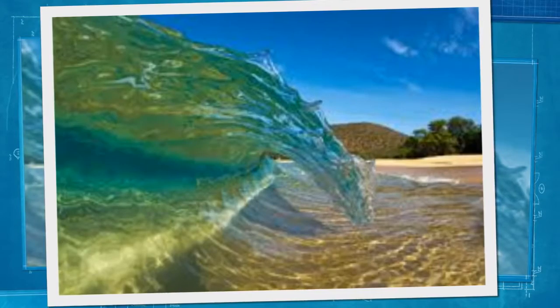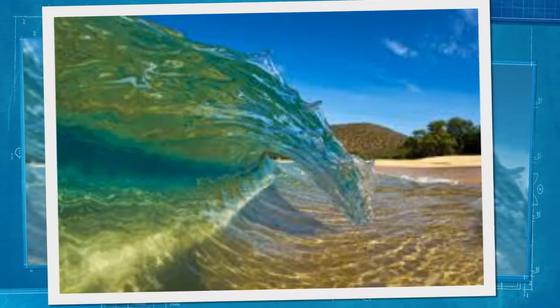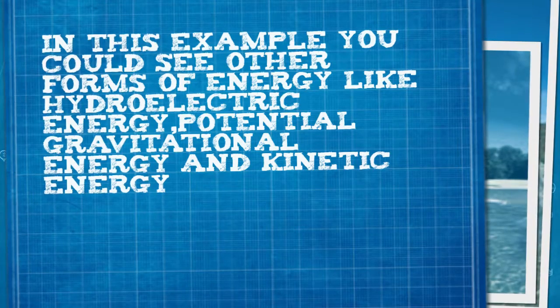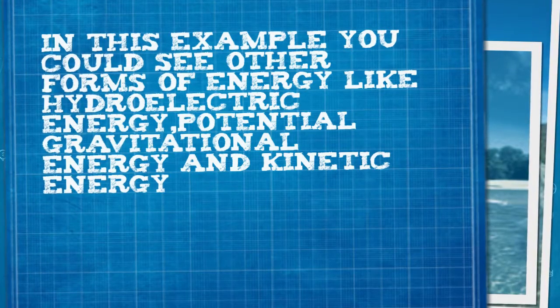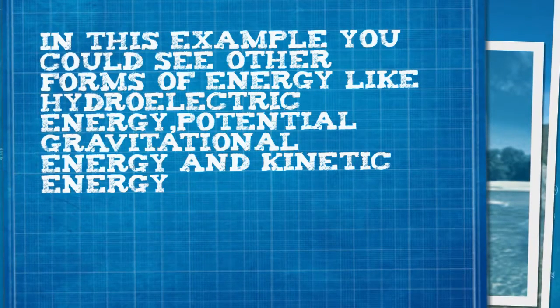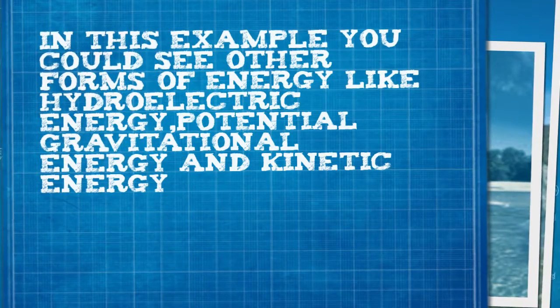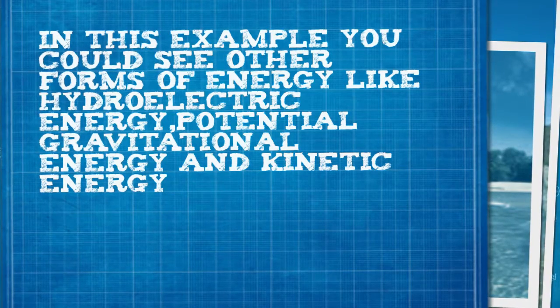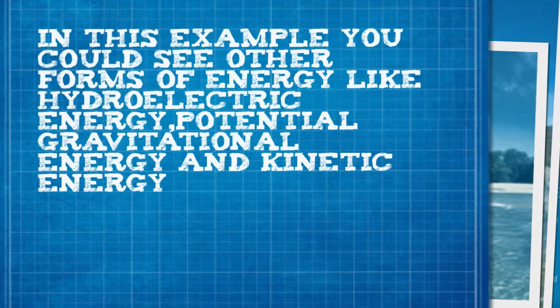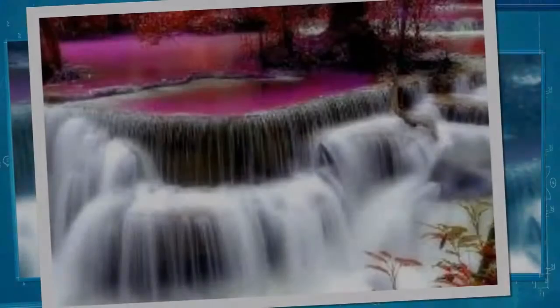In this example of the waterfall, you could see other forms of energy like hydroelectric energy, potential gravitational energy, and kinetic energy. The hydroelectric energy comes from the plants that are under the waterfall that, by the movement of the water, create energy. Another energy is the solar energy, which you could see in the other example.